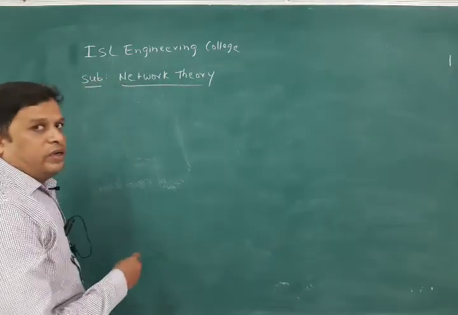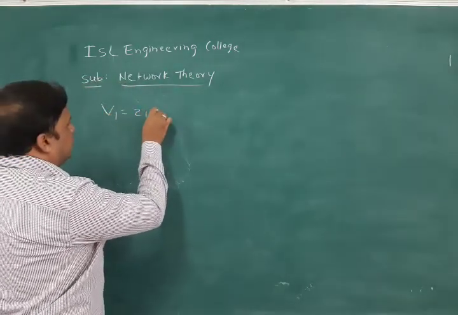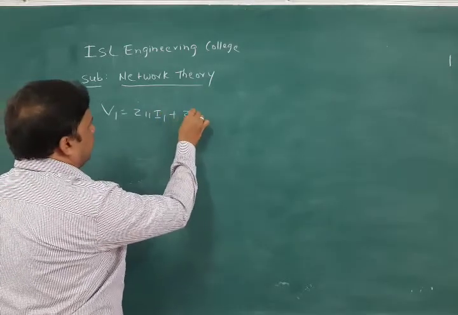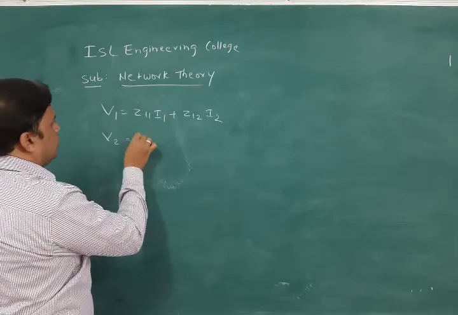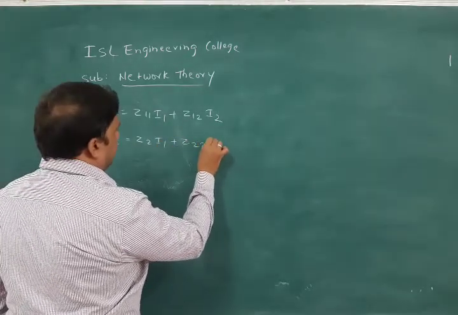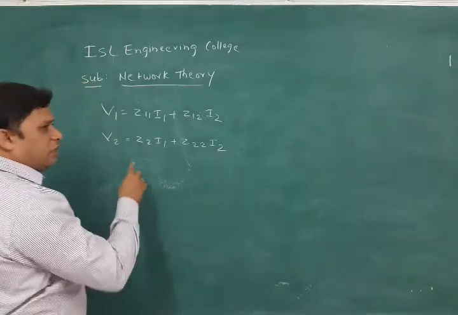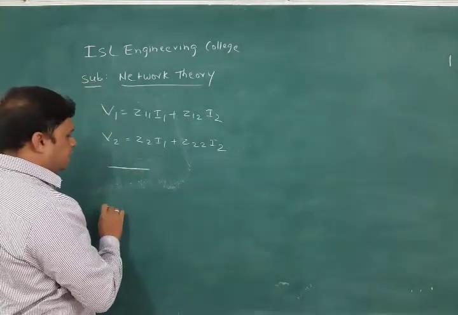As you all know, the Z parameters are V1 equals Z11 I1 plus Z12 I2, and V2 equals Z21 I1 plus Z22 I2. For this equation, if we want to draw a circuit, then the circuit will be in this way.